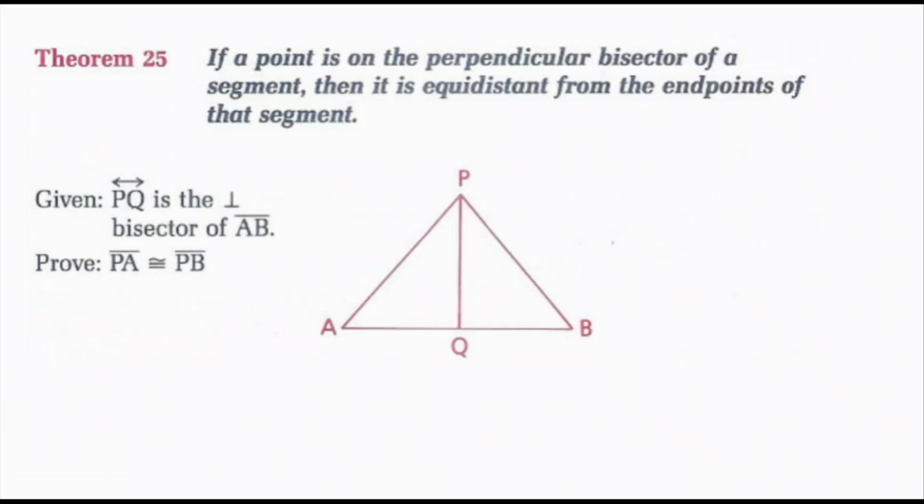Now, it doesn't matter where point P is. It could be anywhere on line PQ, and it's still equidistant from the endpoints of the segment. So it could be here, it could be here, it could be way up here.